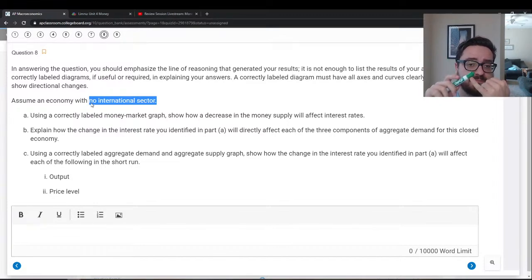So imports and exports don't exist. Only three then: consumption, investment, government spending. Now, the nice thing is you can use the same exact explanation for all three of them. And this is mostly lazy on the part of the AP exam, because they don't need to ask about all three components. They only need to ask about one because the same explanation applies to all of them.